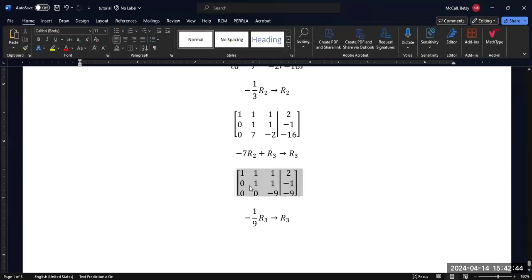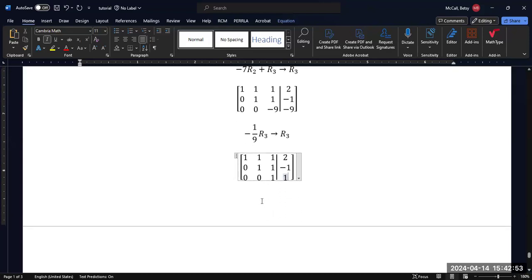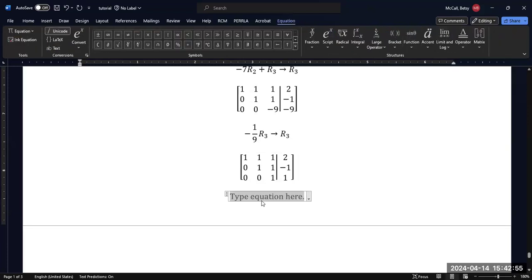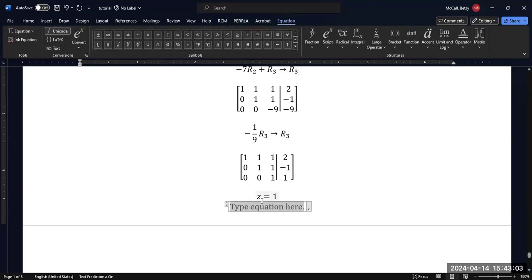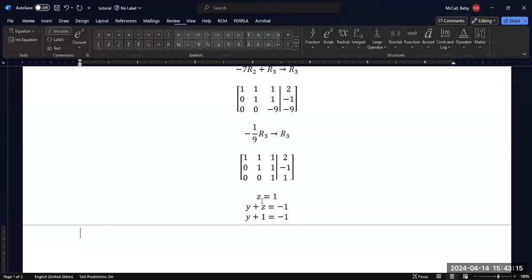And so we're going to copy our matrix. And that's going to become a 1, and that's going to become a 1. And so what I know from this point is that z is equal to 1. Now, what I can do is I can back solve. So if I look at my previous equation, I have y plus z is equal to -1. So if I plug in y plus 1 is equal to -1, then I can get y equals -2.